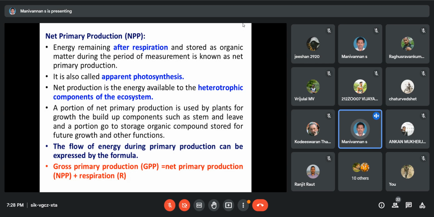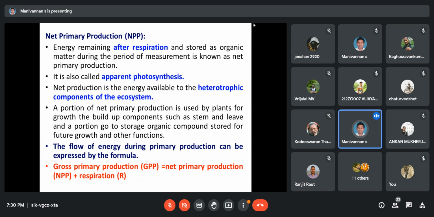What is the heterotrophic component of the ecosystem? Can anyone tell what heterotrophic means? Heterotrophic means primary consumer. The primary consumer means it consumes the plants. The net primary productive energy is available for the heterotrophs.